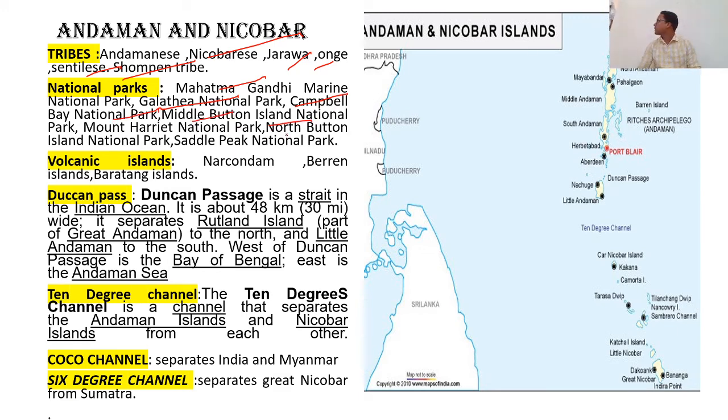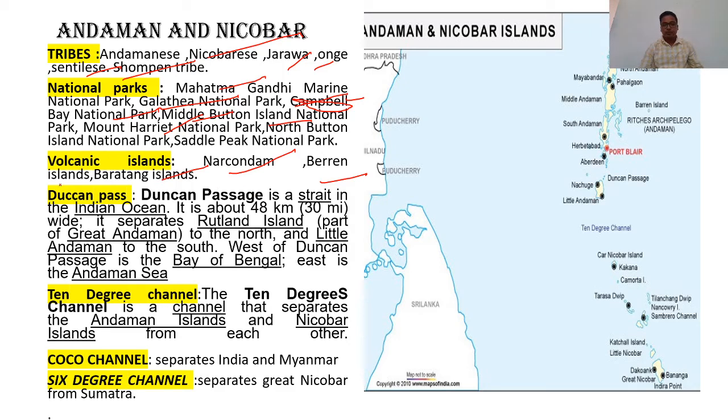So a number of national parks are there. So Mount Harriet National Park. The largest would be the Campbell National Park. You have to remember this would be the largest one. Then the volcanic islands would be Narcondam, Barren, and Paratak. Within these, the largest would be what?